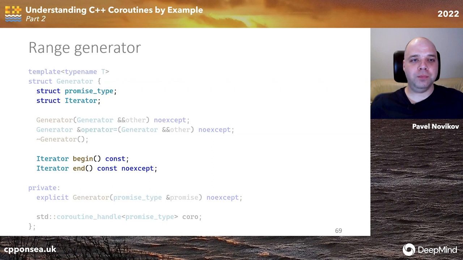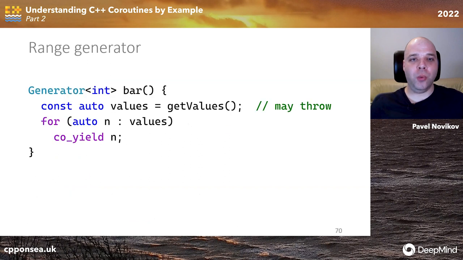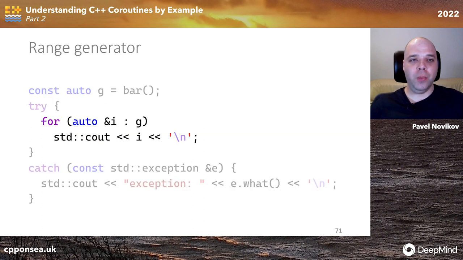So in this case, we had to change our promise type. We had to introduce the iterator type. We had to implement begin and end. And now, for this example generator, we can use it like this. We can call our coroutine generator function, get the generator out of it. We can use range for to iterate over the generated values. And we may handle exceptions by enclosing it in a try-catch block.